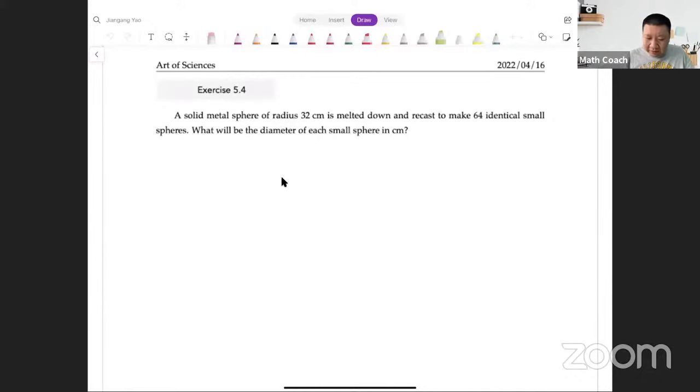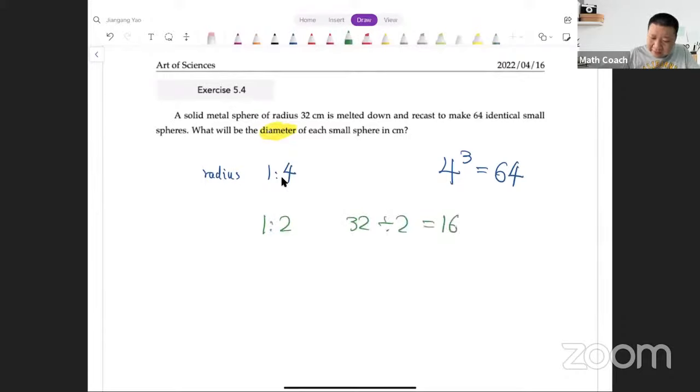And so here the key idea is, when you have the ratio of two similar things, the volume ratio would be the similarity ratio cubed. So 4 cubed is 64, which means the ratio of the radius is 1 to 4, but be careful, the question is asking for the diameter. So then it becomes 1 to 2, and you just use 32 divided by 2, and you get 16 centimeters.